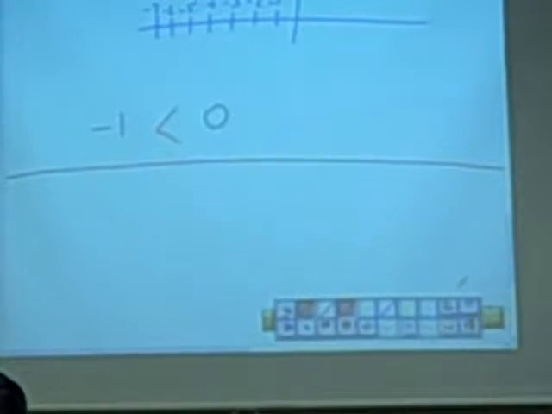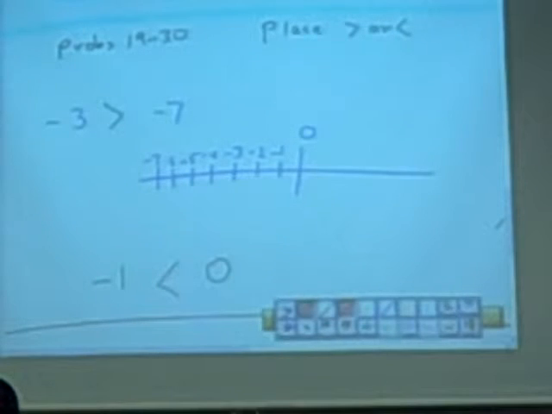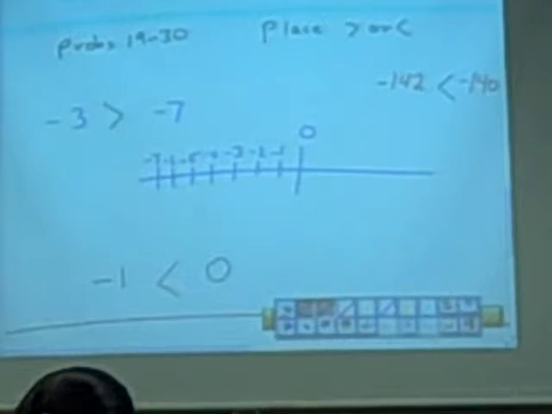Okay, so other than 0, usually positive and negative, people don't have a problem knowing which one's larger. But it's the more negative you go. For example, a negative 142 and a negative 140, which one is the larger? Yeah, negative 140 is the larger, right? Because the more negative you go, the lesser the number.